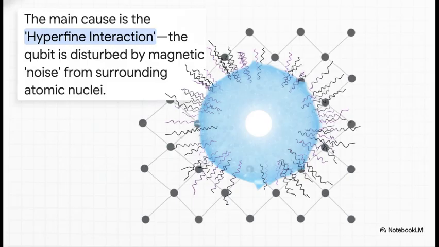Well, for the system we're building, the main culprit has a fancy name, the Hyperfine interaction. But what it really means is this. Our little electron qubit is sitting in a semiconductor, and it's surrounded by thousands of atomic nuclei. Think of them as noisy neighbors. Each one of those nuclei has its own little magnetic field, and altogether, they create this constant, chaotic magnetic noise that's always shaking and jostling our qubit, eventually causing it to decohere.